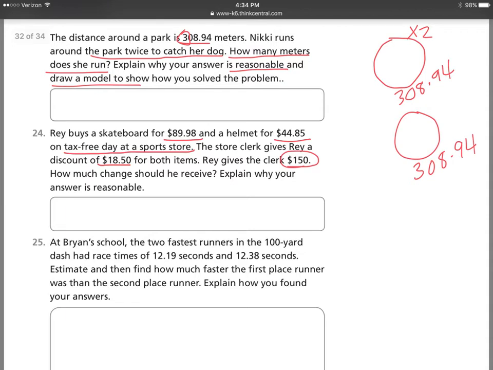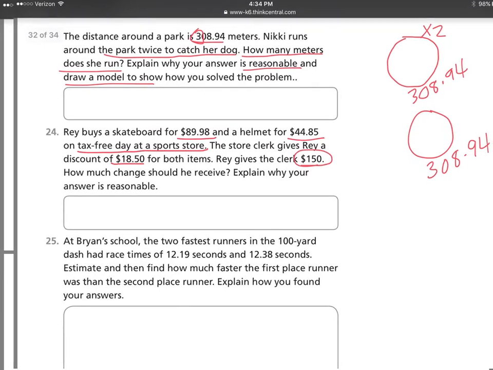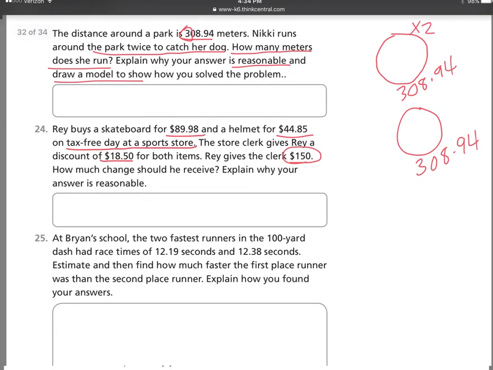89.98 should be rounded off to the nearest whole number. 44.85 could be rounded off to the nearest whole number. You could round 18.50 off to the nearest whole number and work with them mentally to find out if your answer is reasonable. Please explain in words again why you think it's reasonable. Explain what your estimated answers were.